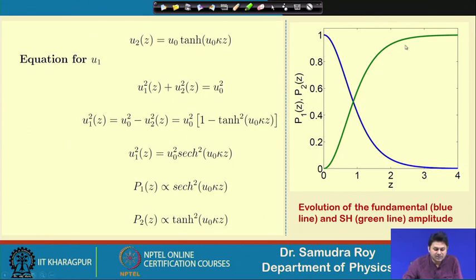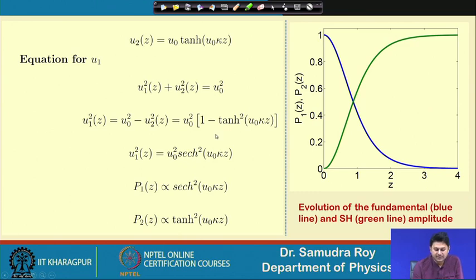Now, this is the energy picture for tan hyperbolic, the evolution of E2, but the evolution of E1 is equally important. That means, how the fundamental wave is going to change. Here we can see that U1 square plus U2 square is U0 square, that is the equation for energy conservation. Once we have it, I can write U1 square is U0 square minus U2 square, where U2 square is U0 square tan hyperbolic square.